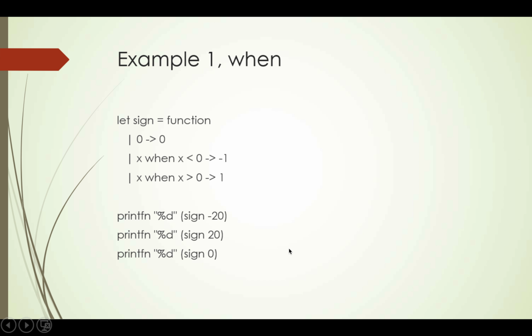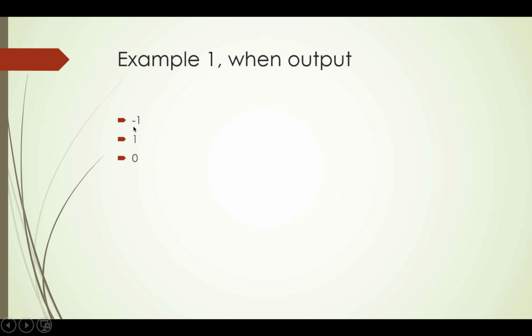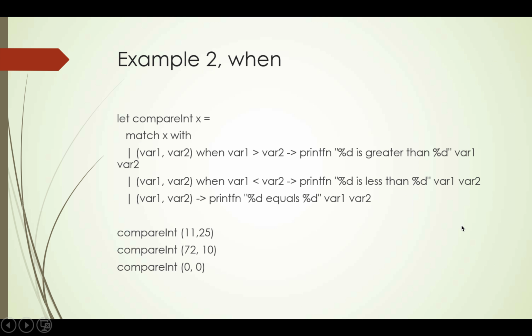Let's see if we are correct. And that's what we said. It's going to print -1, 1, and 0. And this is our example 2 with the when.